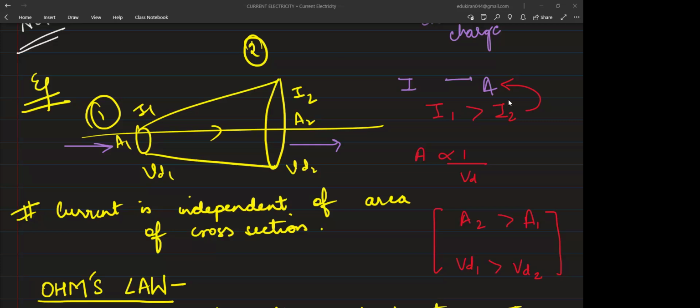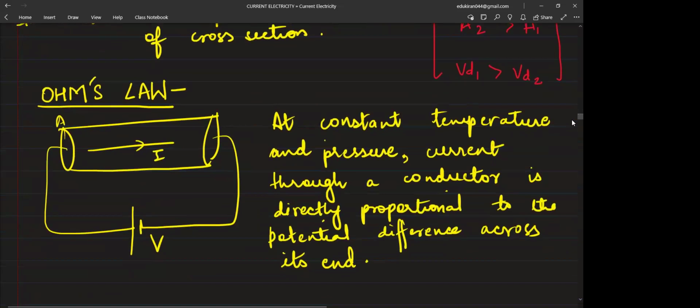Okay. So now there's an important law which is called Ohm's law. So what exactly is Ohm's law? Ohm's law is a very easy law, but direct questions on Ohm's law are not asked. You'll be able to understand the law and directly answer a question which has Ohm's law given. But the difficulty arises in the applications of Ohm's law.